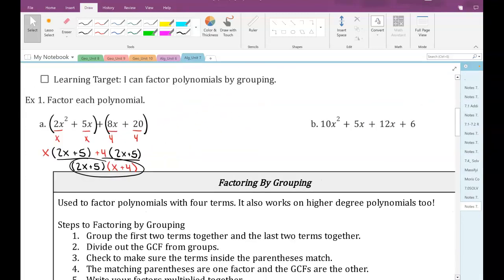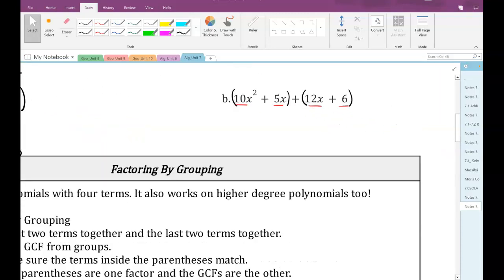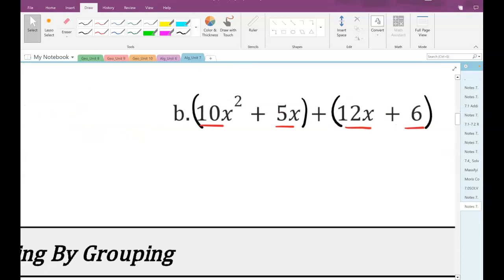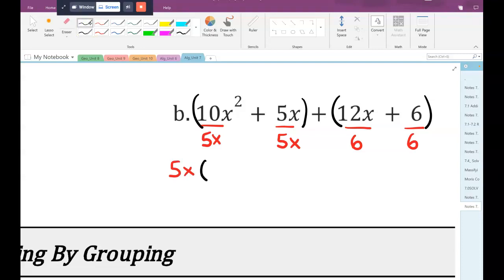So if I was to start grouping the second one, I would group together my first 2 terms and my last 2 terms. That's how we'll always do it. And then always start by finding your GCFs. In my first parentheses, my greatest common factor between 10x squared and 5x would be 5x. And then my second parentheses would be a 6 I can factor out. And I go through 5x. I do my division. I factor out a 5x. So this would be a 2x plus 1.